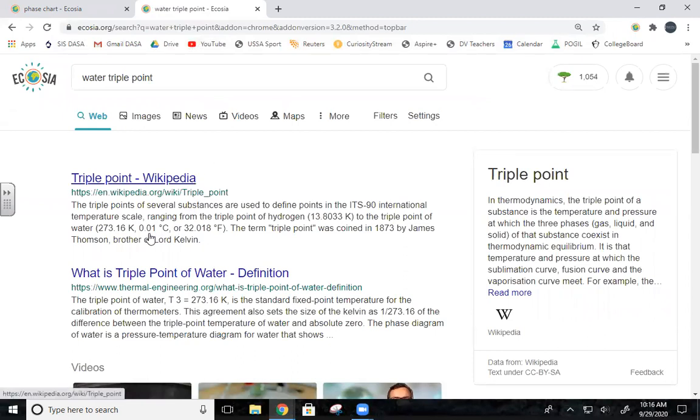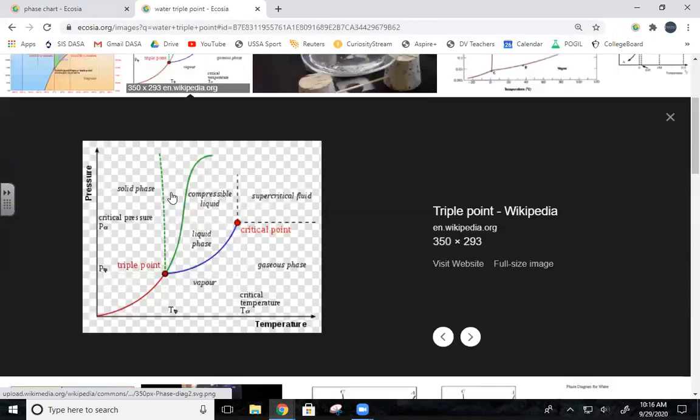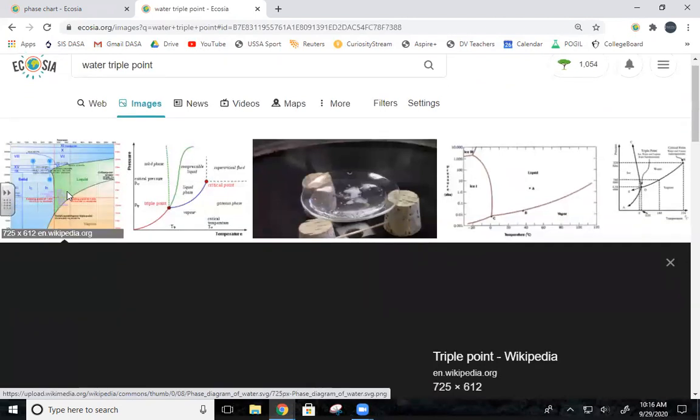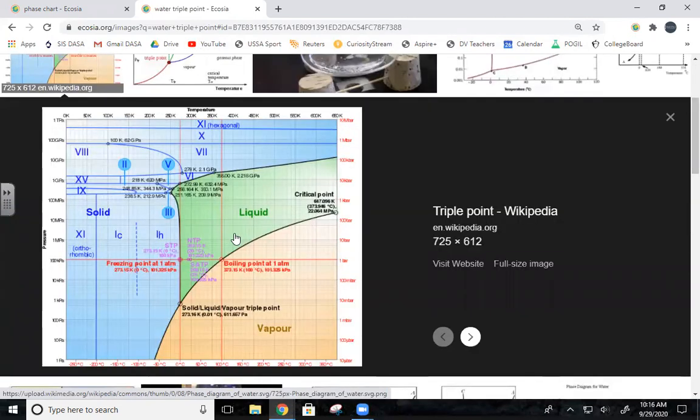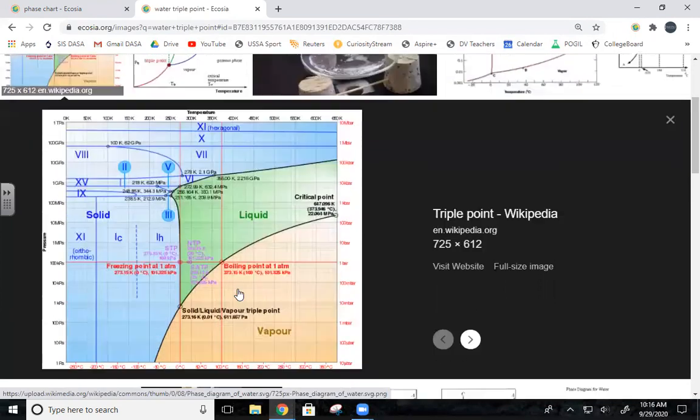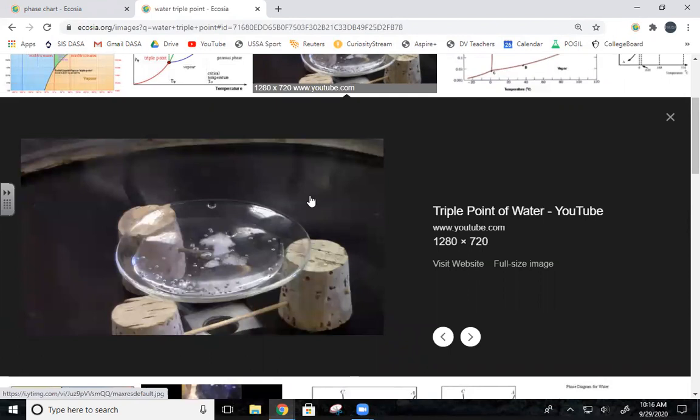Oh wait, see, it's here. Let's see here, where's the triple point? Solid, liquid, water, vapor. Okay, so it's 0.01 Celsius at 611 pascals. This is what it looks like when it's at the triple point. It wants to boil, melt, and freeze all at the same time. Cool.